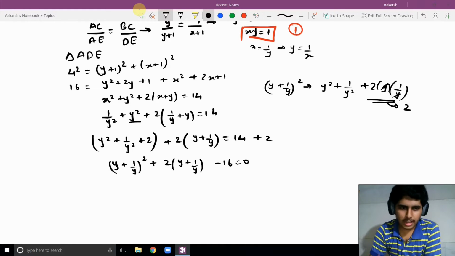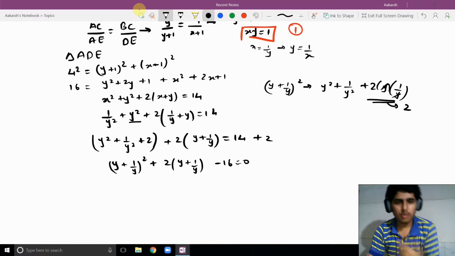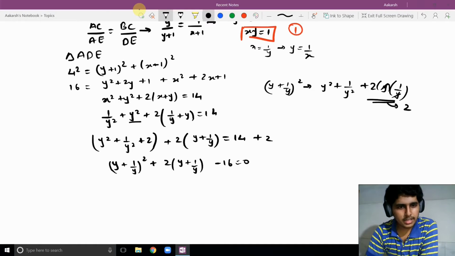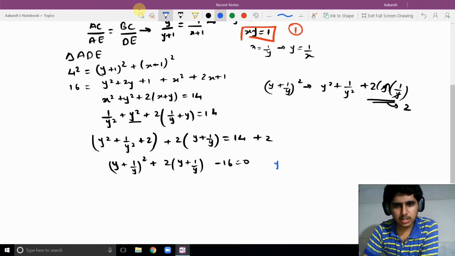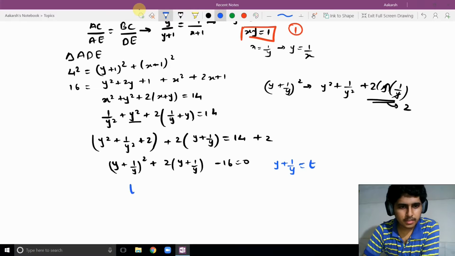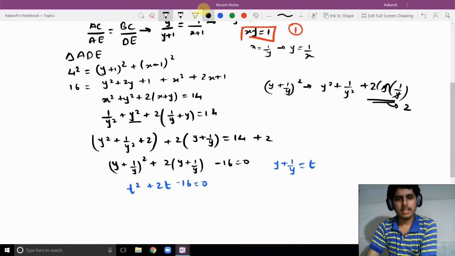Now I have a quadratic. How do I have a quadratic? If I assume y plus 1 by y to be some t, second assumption is y plus 1 by y is equal to some t. So what I get is t square plus 2t minus 16 equals 0. This is the quadratic which I have to solve.